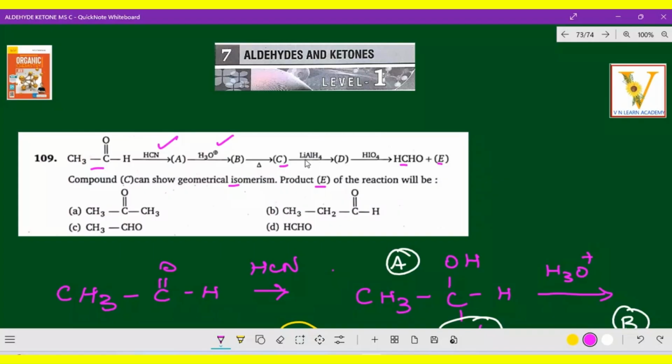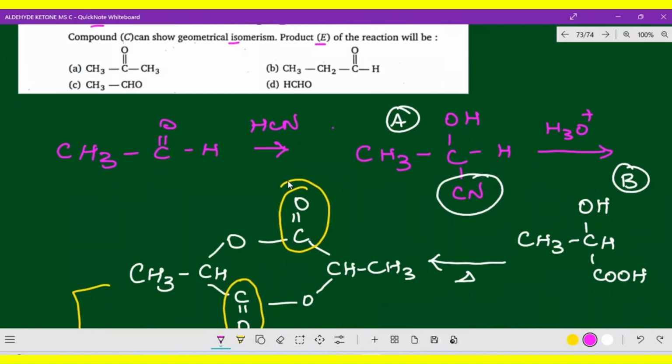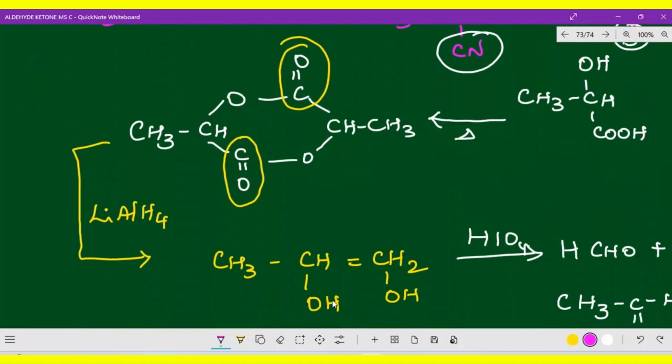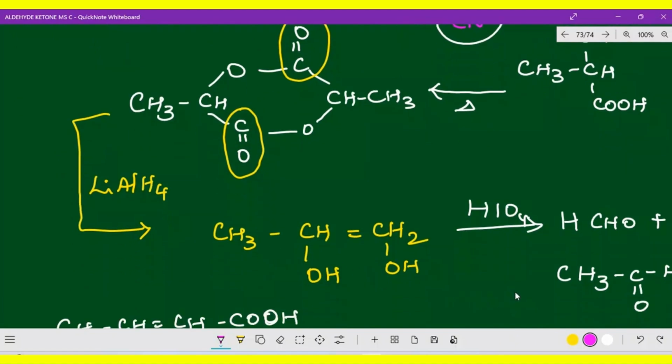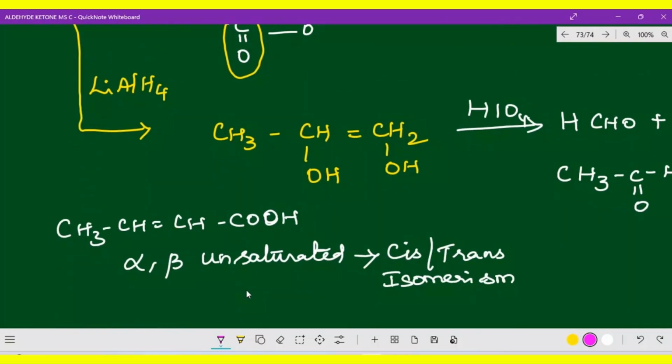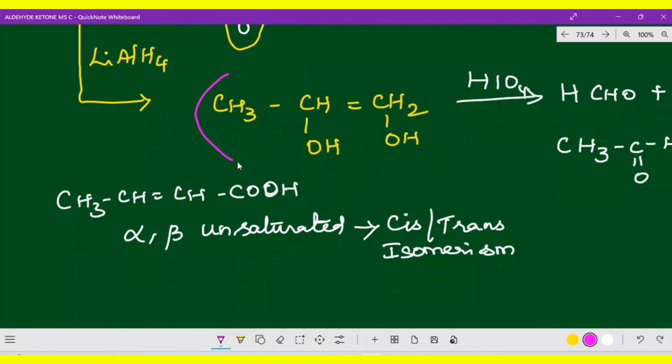Now in that lithium aluminum hydride reduction, the acid group can be converted to an alcoholic group. If there is an alcoholic group here, you are mismatching this point. Here OH has to be, here also OH. Otherwise, you will not get that compound. Actually, from acetaldehyde only you are getting this crotonic acid. So that is why this will be answerable. I hope you got the clarity. So this is the cis and trans isomerism.